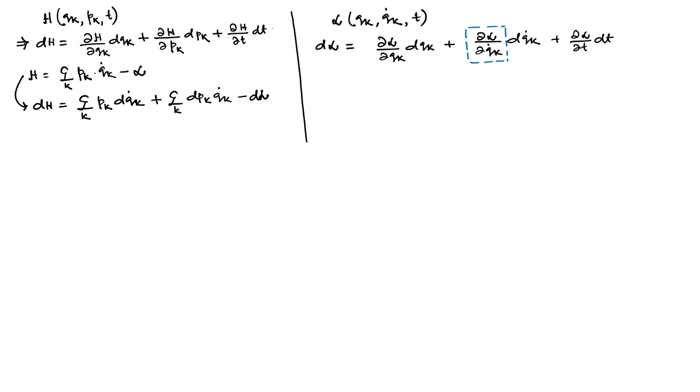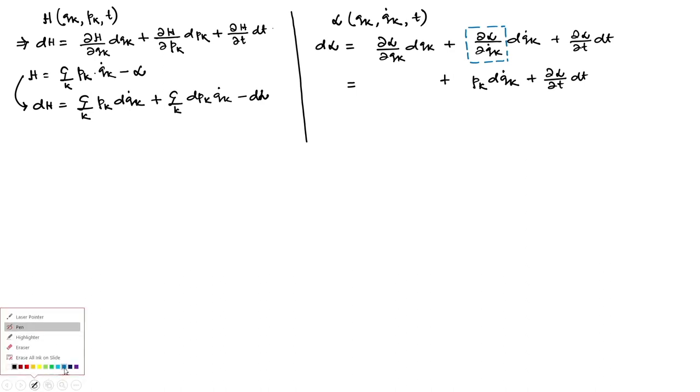So, if we do that, what we will get is the second term will be p_k dq_k dot plus ∂L/∂t dt, and the first term again we see we have this expression.